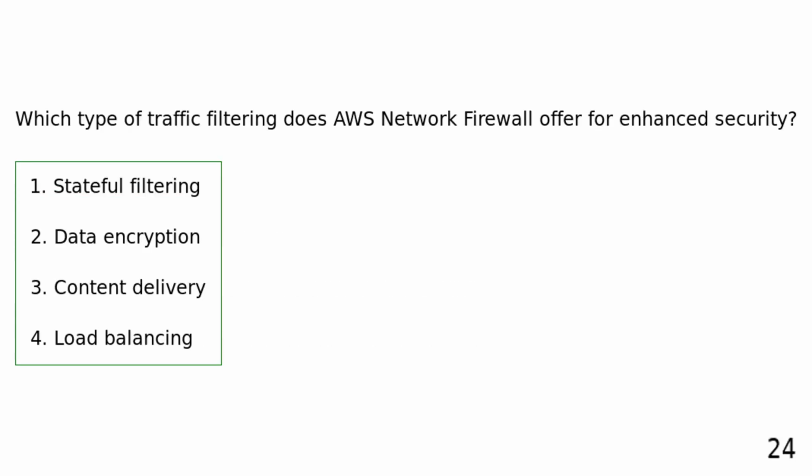Which type of traffic filtering does AWS Network Firewall offer for enhanced security? Stateful filtering, data encryption, content delivery, load balancing. AWS Network Firewall offers stateful filtering of network traffic for enhanced security, allowing for advanced threat detection and prevention.